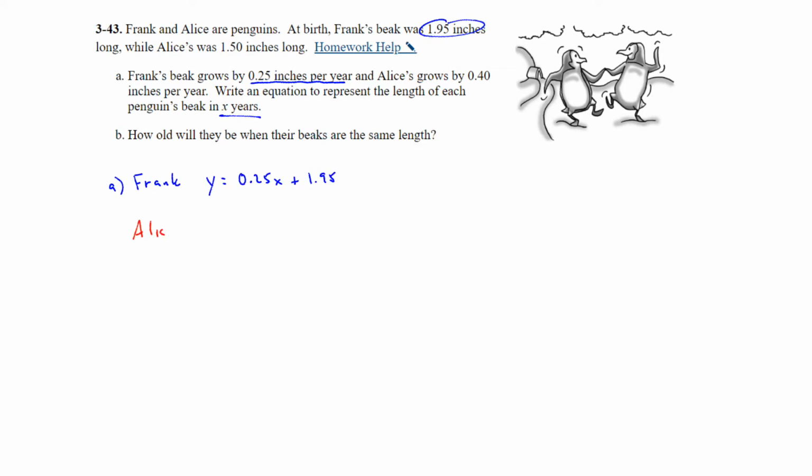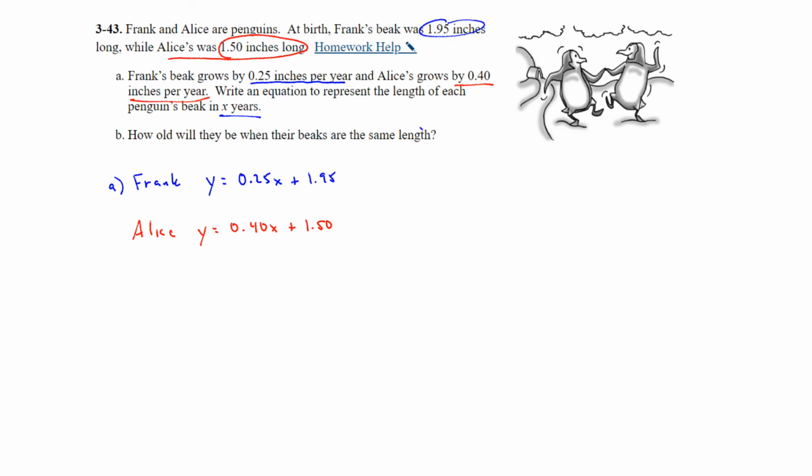Now for Alice, we have Alice starts at 1.50 inches long, so that's the initial, but hers grows at a quicker pace of 0.40 inches per year. So y is equal to 0.40x plus the initial of 1.50. Part B, how old will they be when their beaks are the same length?